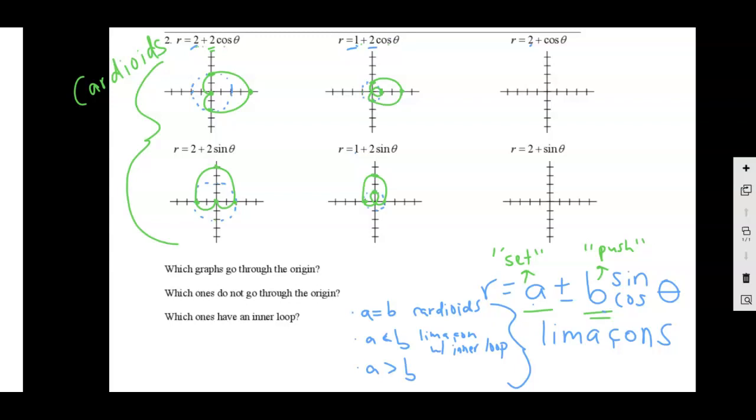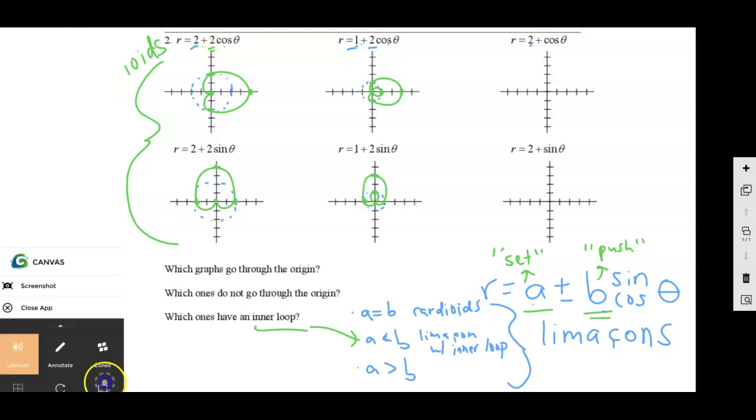If it would have been a negative sign, then I would have been pushing downwards instead of vertically. But what's important is that for these limaçons, if the amount that I set is less than the amount that I push inwards, you're going to end up with this inner loop. So which ones have the inner loop? It's the ones where the coefficient is bigger than the constant. Remember, the constant is how far I set it, and the coefficient is how far I push it. Always remember: set, push, set, push. That's how I remember how to do these limaçons.